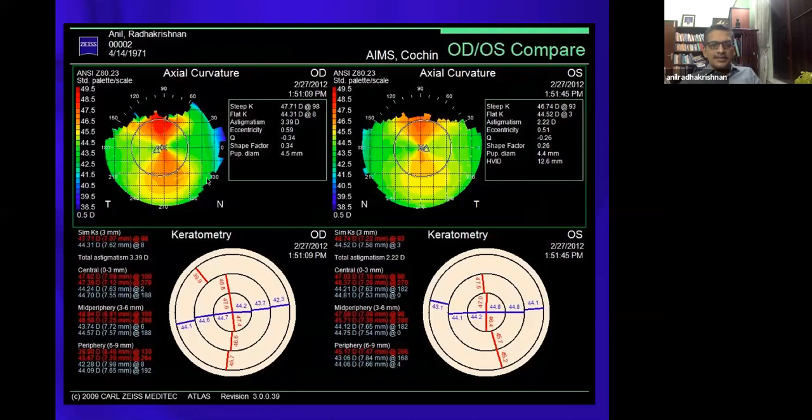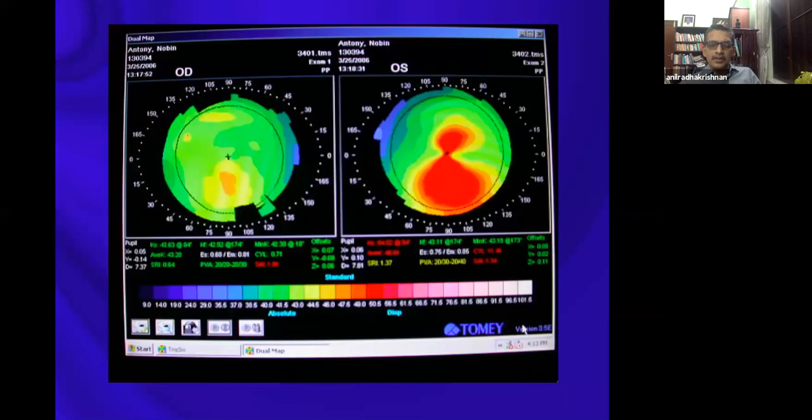Let's go back to a patient who has got a symmetric bow tie pattern, or an astigmat. This is my own topography image. You can see that there's a symmetric bow tie. This corresponds to, as I told you before, 48.5 to 49. But the difference is that it's perfectly symmetrical. In contrast to this, it is totally asymmetrical.